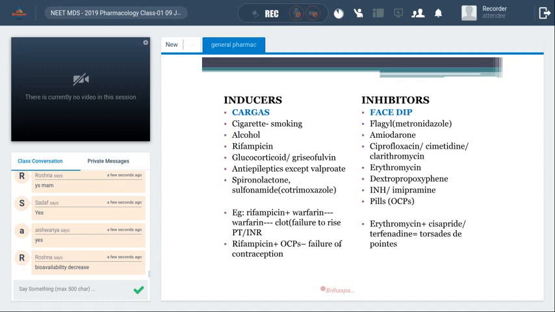For example, this patient was on warfarin. He was also put on rifampicin. Rifampicin is an enzyme inducer, which means it will induce the metabolism of warfarin, which means metabolism is faster, which means the effect of warfarin is less. Warfarin has to act as an anticoagulant, but it is not acting as an anticoagulant, which means the clot is still there. Did you understand till here? Rifampicin and warfarin.